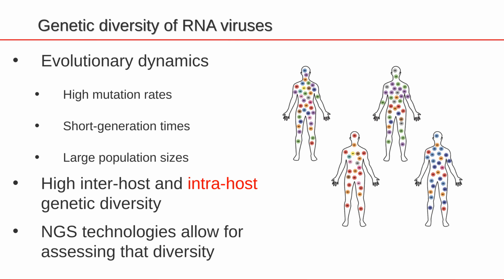RNA viruses have characteristics which have impact on the dynamics of their evolution. They have higher mutation rates, they have short generation times, and exist in large population sizes. This gives rise to both inter-host and intra-host genetic diversity. Because of the additional resolution it offers, next-generation sequencing has been the method of choice to measure this diversity.